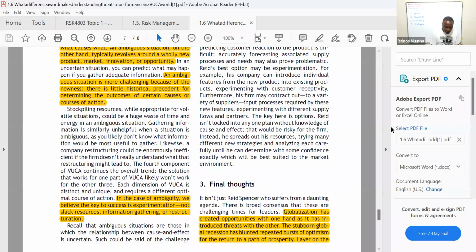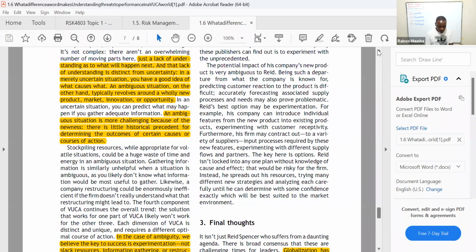When you are faced with a situation of ambiguity, they're basically saying that there is no historical data from which you are going to be able to make your decisions. So since there's no historical data for you to make decisions, it basically means that the best way to deal with a situation of ambiguity is through experimentation, which means you need to spend more on research.